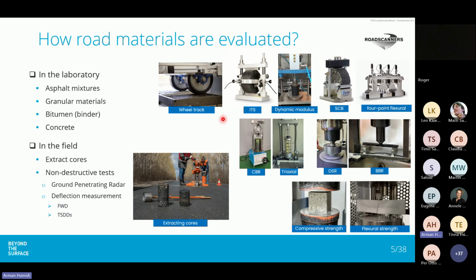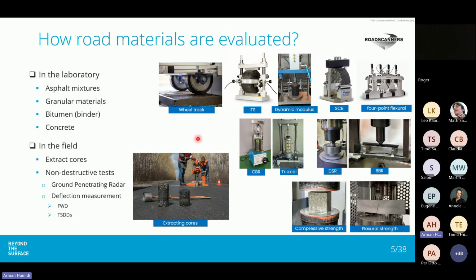We can also separately test the components of the asphalt mixtures. For example, we can perform CBR or triaxial test on granular materials, or we can test the bitumen separately using some classic tests such as ring and ball and penetration and so on, or using some more advanced tests such as BBR and DSR. And when we're dealing with concrete pavements or rigid pavements, then we need to test the concrete using, for example, compressive strength or flexural strength tests.